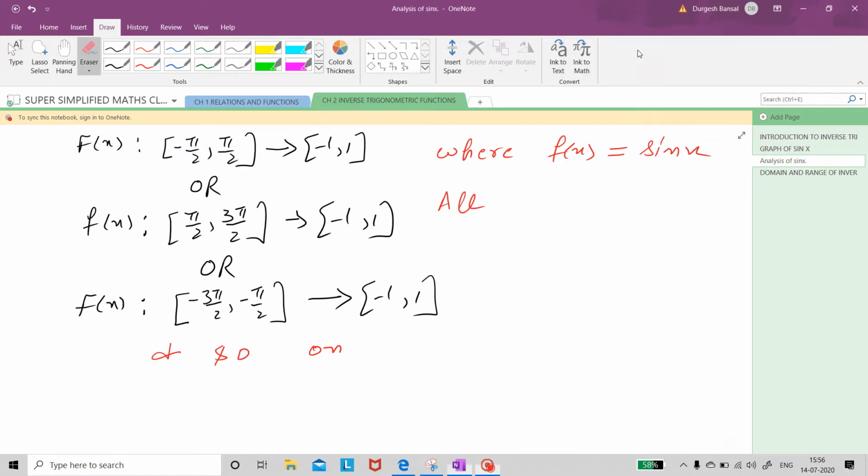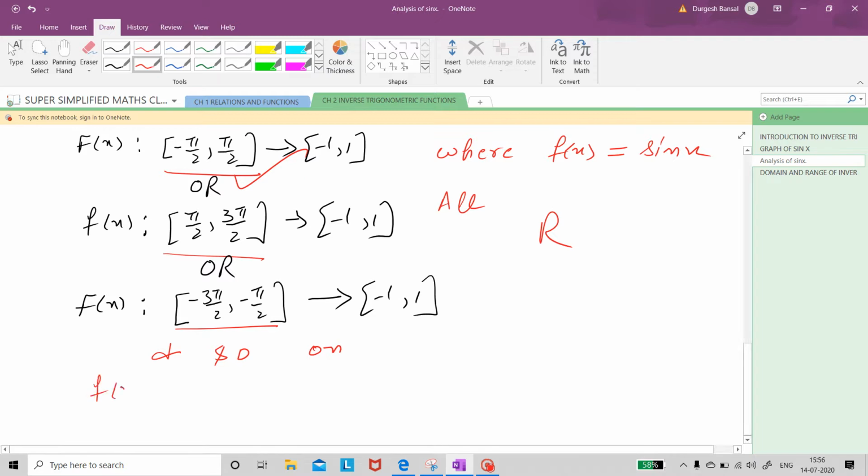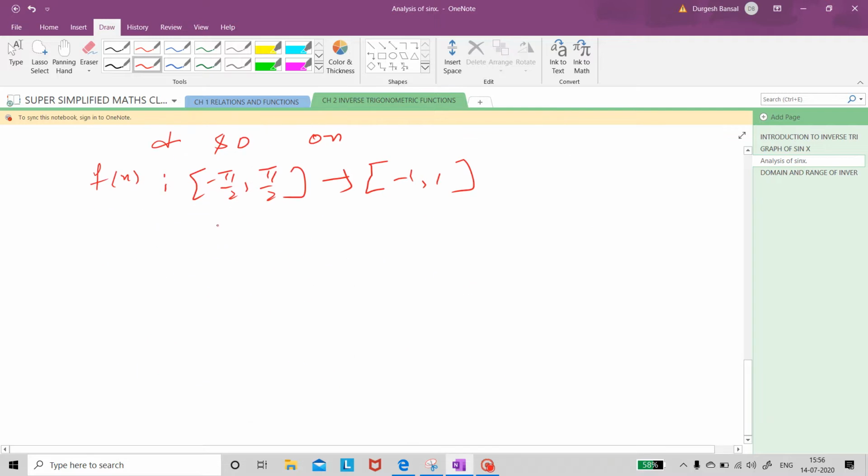Now let us see how we can define the sine inverse function. If f(x) is the sine function, its domain, instead of R, has now become either this, then it is 1-1, or this, then it is 1-1. But this one has been taken: if this is the domain, then the branch we get of the inverse function will be called the principal value branch. So if we restrict the domain to this interval, then we say that the sine function is 1-1 and onto.